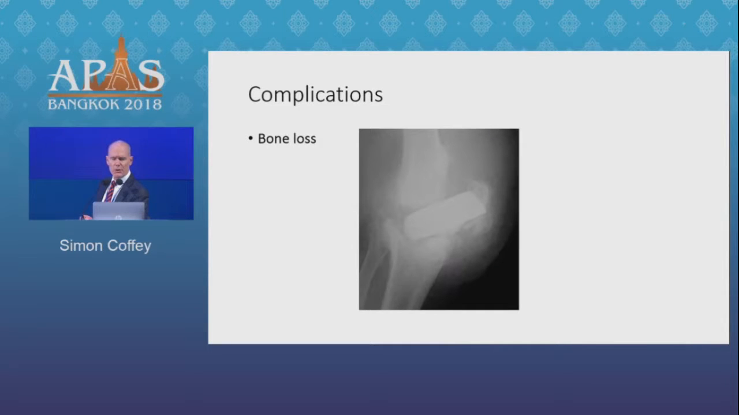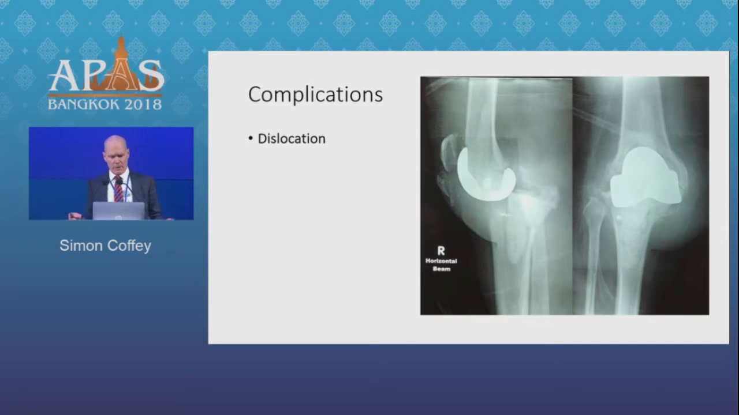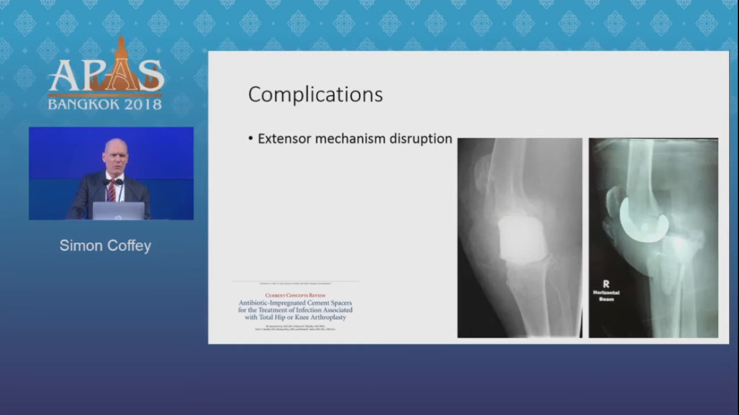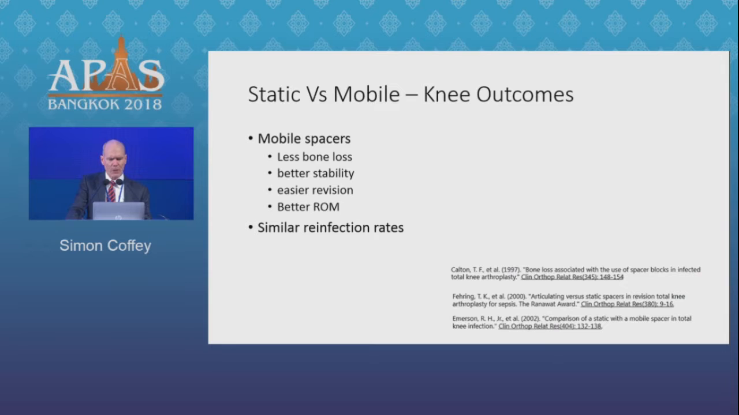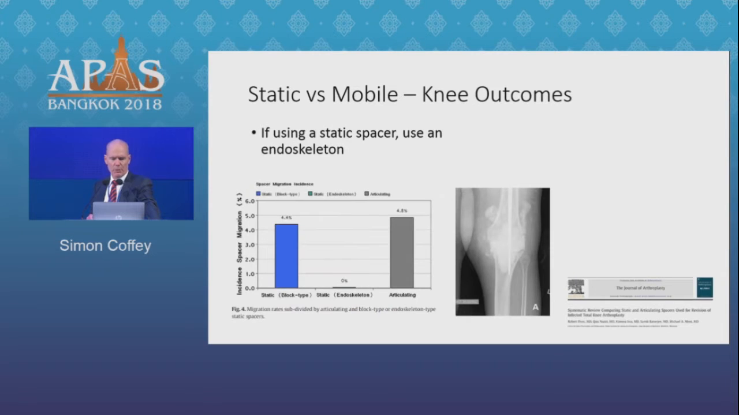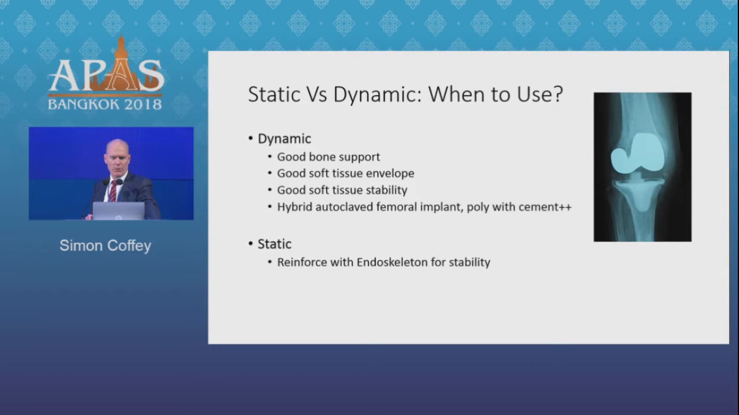Usual complications occur, and this occurs with any spacer: bone loss, fracture, dislocations. They're all associated with difficult cases. These are not happy patients. What are the outcomes? We know that mobile spacers generally, in comparison to static spacers, have similar infection rates, but the mobile spacers have slightly better interim results. I won't dwell too much on that for time reasons.